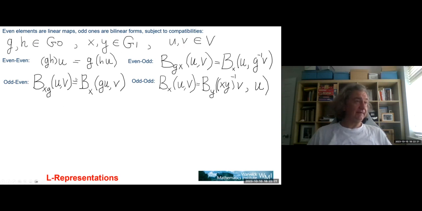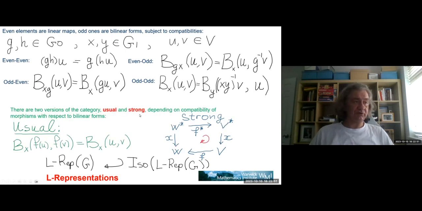And here I write all the compatibilities between even elements. The compatibility is like this, but if there are two odd elements, this is the compatibility. And cool. So clearly you can see that the category is not linear, but let's define the category first. There are two versions of this category.